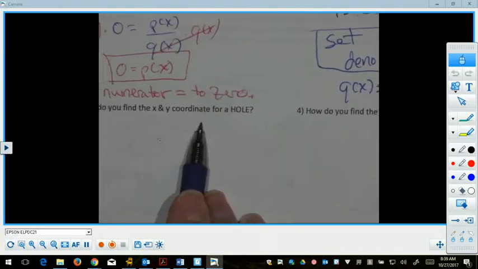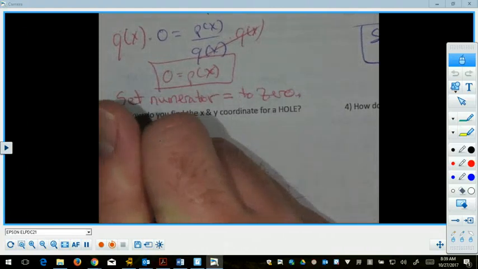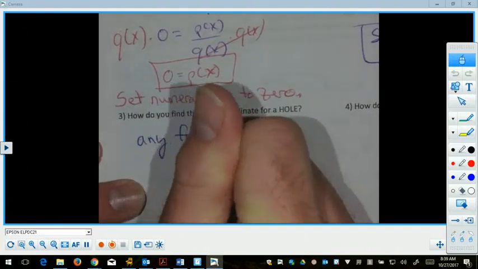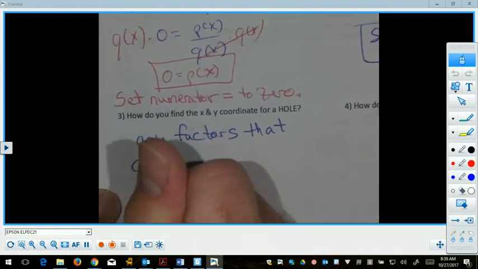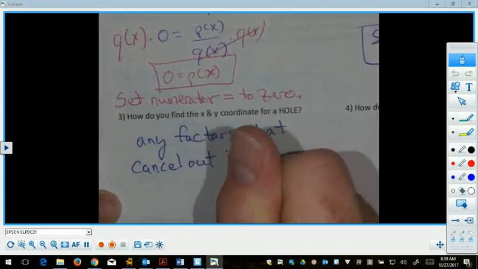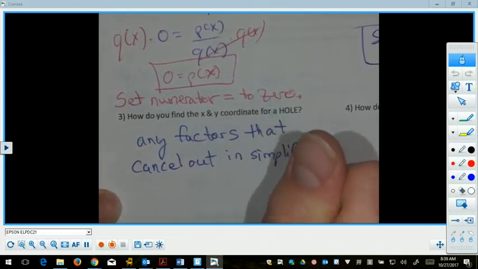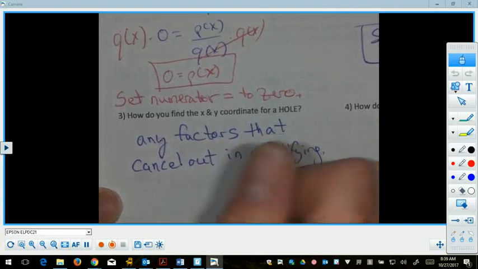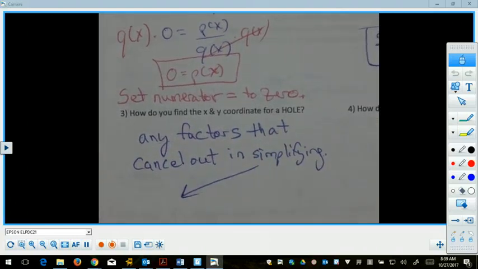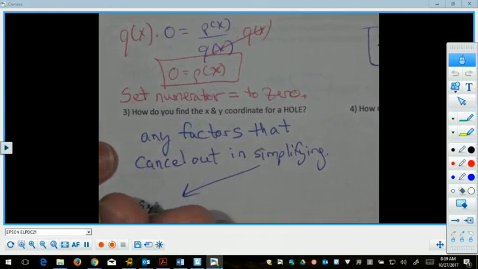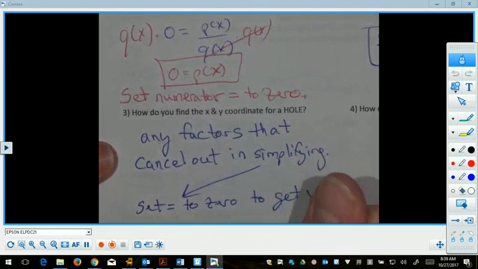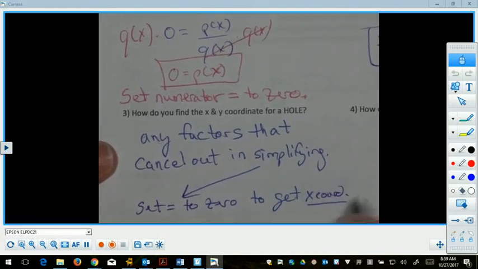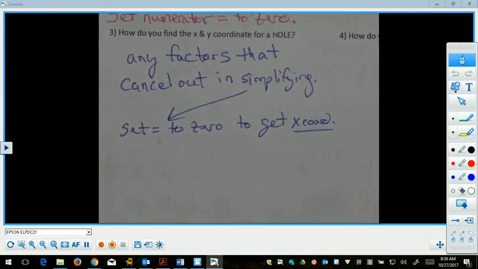How do we find the x and y coordinate of a hole? Any factors that divide away or cancel out in simplifying. So any factors that cancel out and simplify, we're going to set equal to 0 to get the x coordinate. And then we're going to plug that x coordinate in.